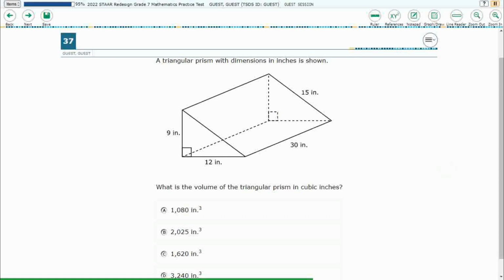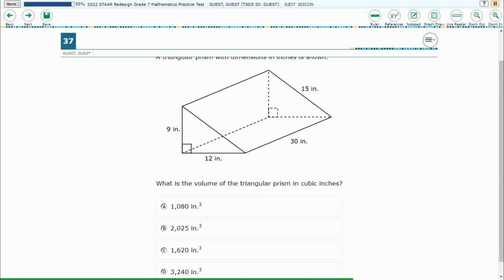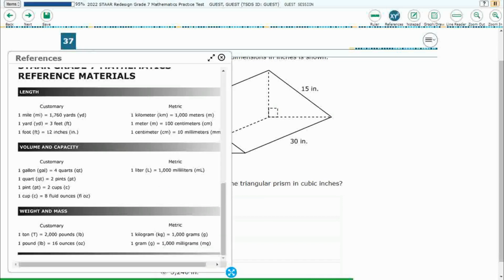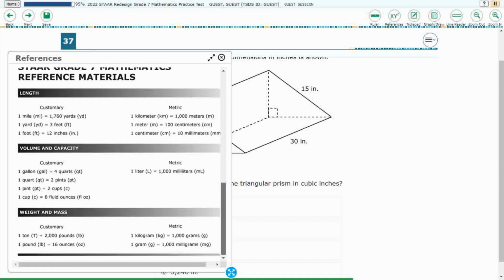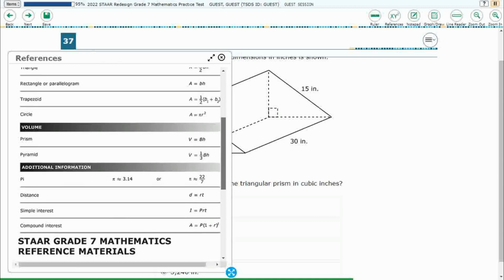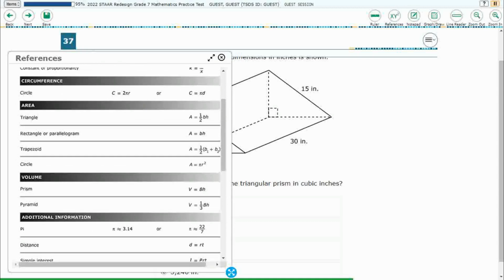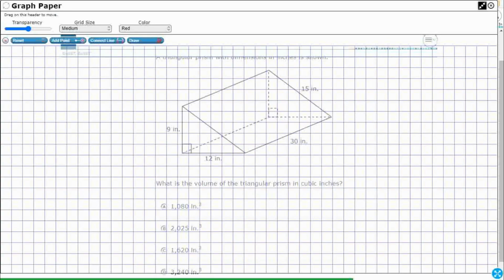All right, so we've got a triangular prism. We're simply looking for the volume. So let's open up our reference chart, and we see volume. If we scroll up to the top here, we'll find volume, but it doesn't say triangular prism. It simply says prism. So it's not a pyramid, so this is a triangular prism, so we need to use that V equals BH. All right, so let's use that.